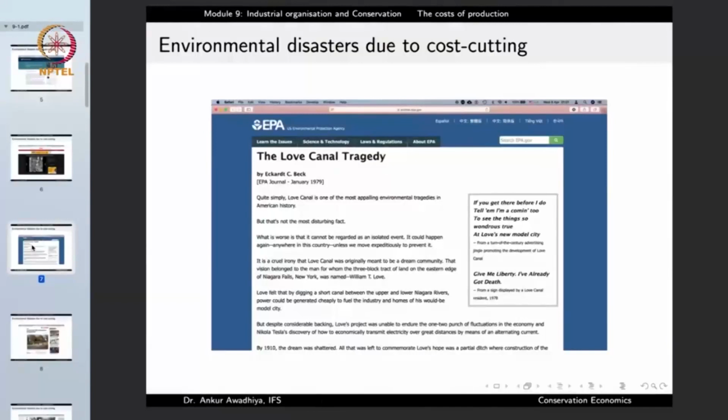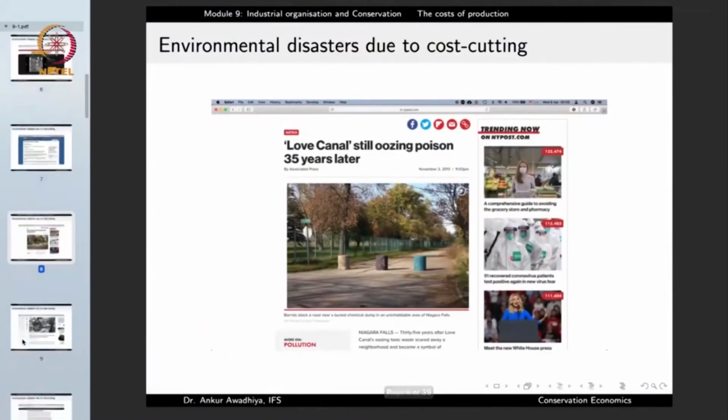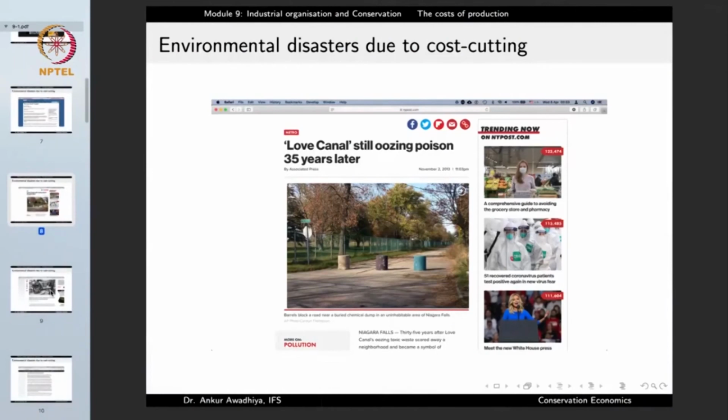Now here again, the company was only interested in doing the cost cutting, but even 35 years later, it is still oozing poison.